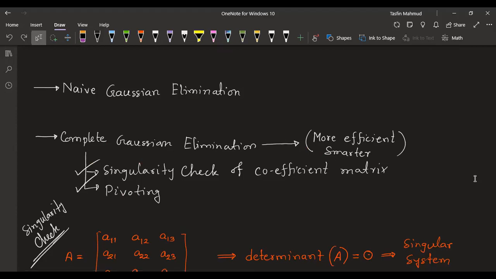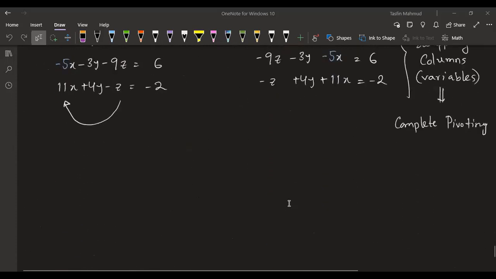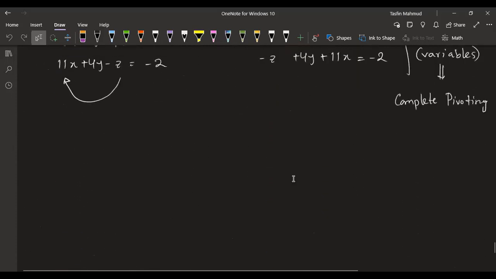Would it be better if we take a small break, or should I continue? I guess most of the people have already left. Should we take a break, or are you okay if I continue? Maybe we should take a break.